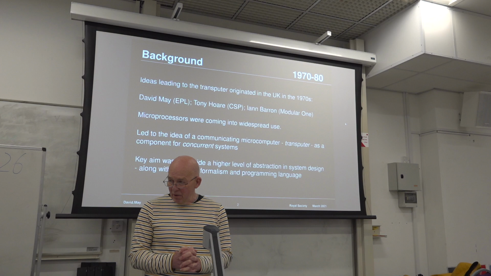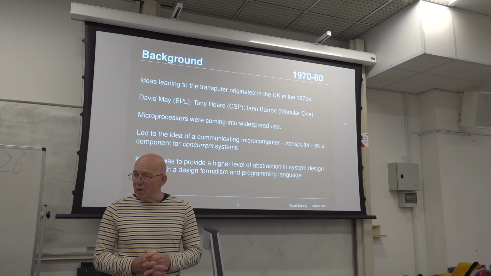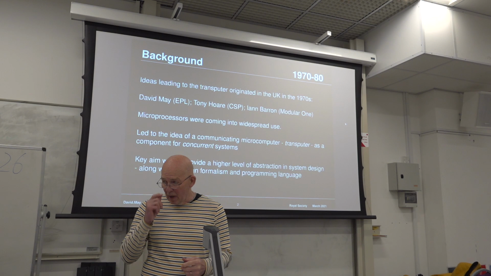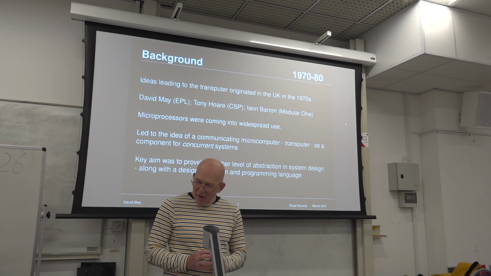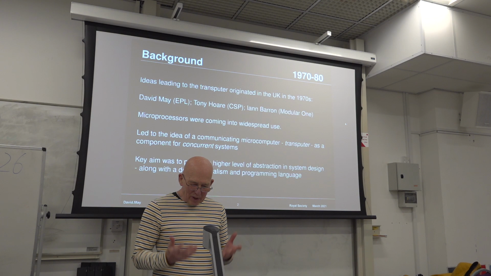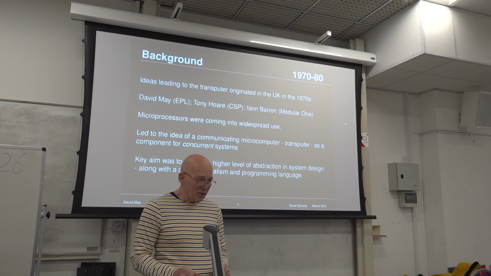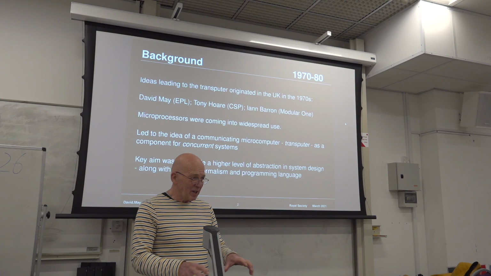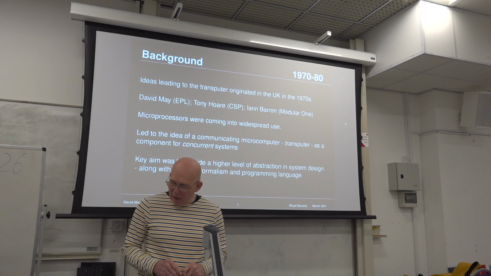So the three of us, and others of course, were all involved in this idea of building a sort of communicating microprocessor, microcomputer. And Ian labelled it the transputer, a fusion of transistor and computer, and the concept was that in the past we'd been designing systems with logic gates and Boolean algebra. Now it's time to up the game and design systems with microprocessors, microcomputers, and concurrent programming languages. So describe the system in the concurrent programming language, and then take the individual processes and tasks in it and map them onto processors, transputers. So that was the underlying idea.